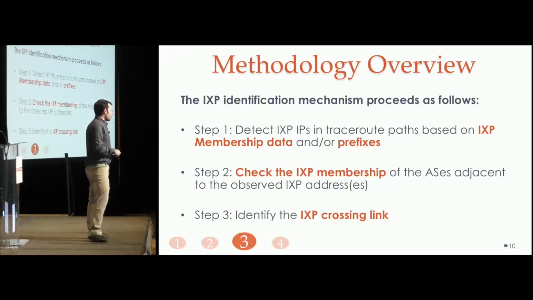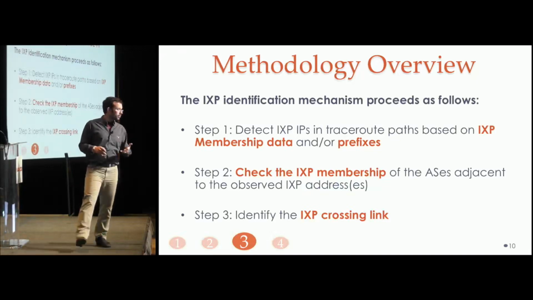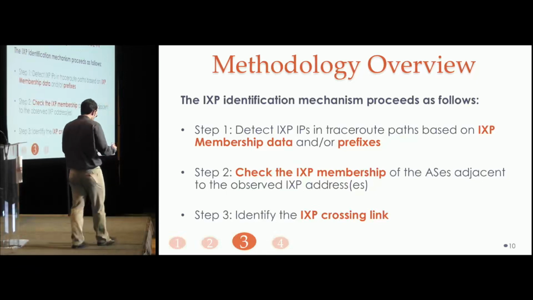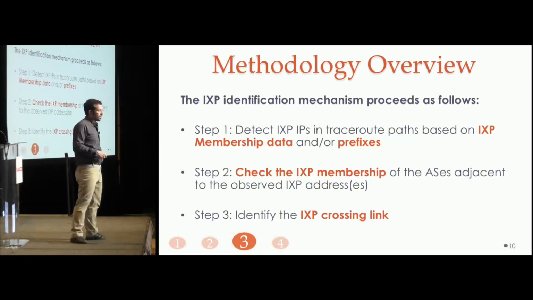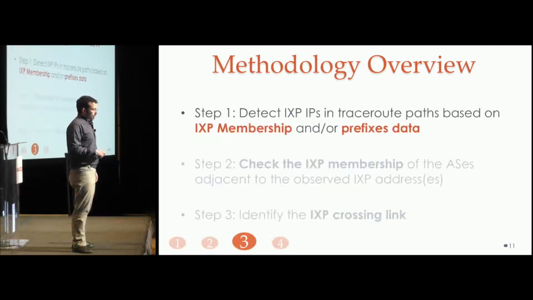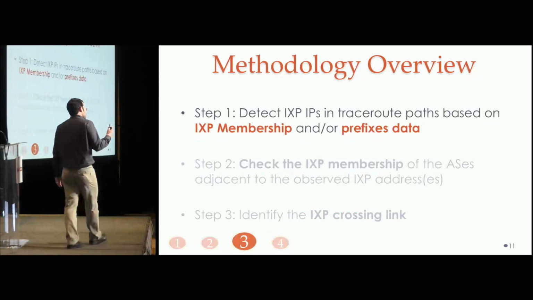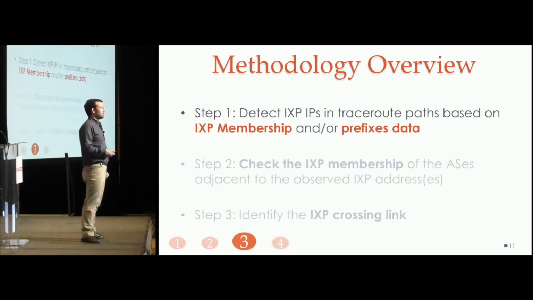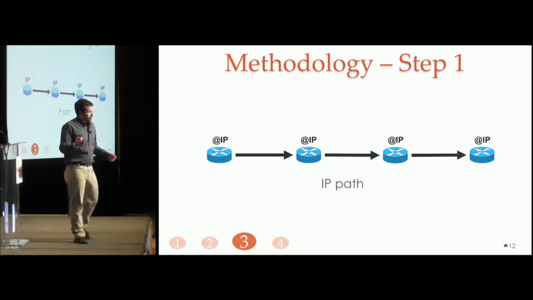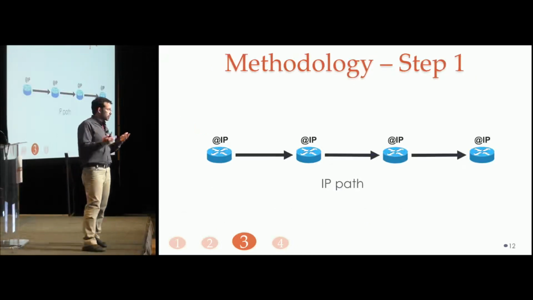And now, the third module, in which we have deployed our methodology, you notice that it consists of 3 main steps. So, to better understand how all this process works, let's see some more details for each step. Particularly, in the first step, we try to find an IXP IP in the path based on IXP membership and prefixes data. And how do we do that?